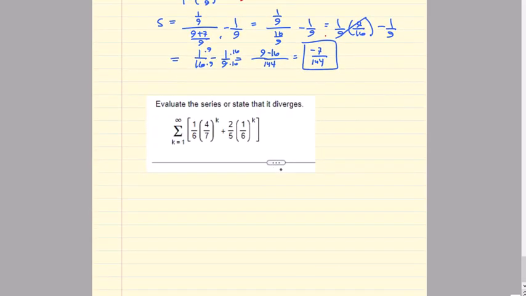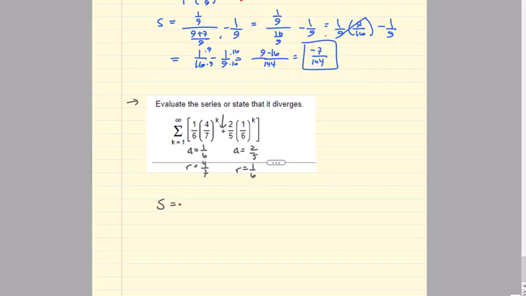Now the second to last one that we'll do here, these are both geometric series. So what do I do if I have the sum of two of these geometric series? Well, the answer is you just treat them each individually and then you combine them. In this case, I'm adding them. You could also subtract, so make sure you keep track of that sign. For this first one, A is 1/6 and R is 4/7. Second one, A is 2/5 and R is 1/6.